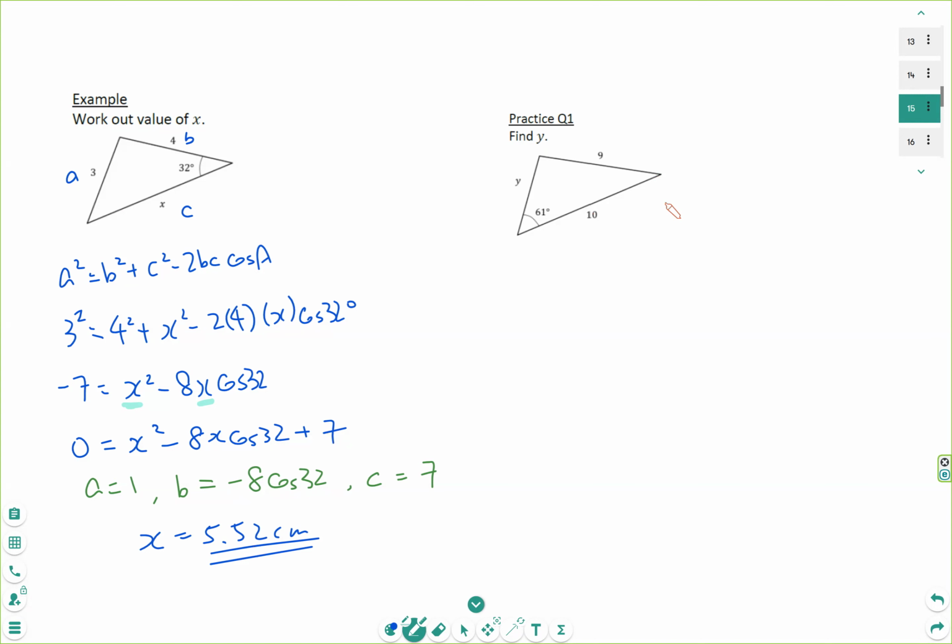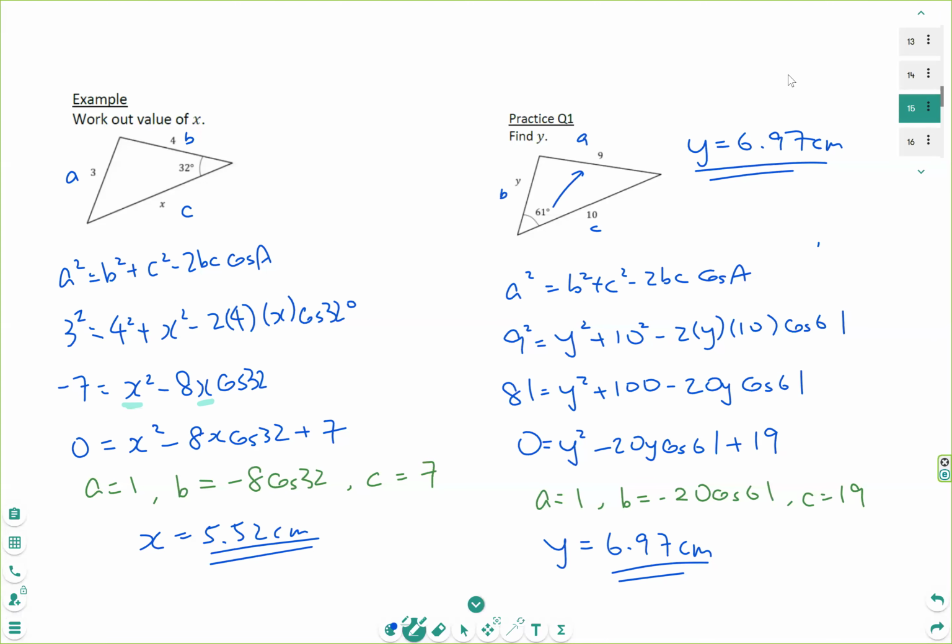For this one, pause the video and have a go at the question. When you're ready for the answer, you can press play. Here's the final answer: y should be 6.97. I've shown you the full working out. Your A should be 9, so 9 squared equals, I make B to be y, you can make it be 10. Remember, it does not matter which of B and C is which way around. So y squared plus 10 squared minus 2 times y times 10 cos 61. Simplify the algebra into a quadratic. You should see b is -20 cos 61. Put it in the calculator, and don't forget the minus. You get 6.97.